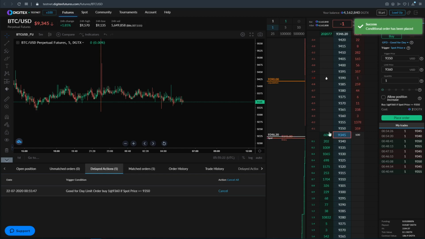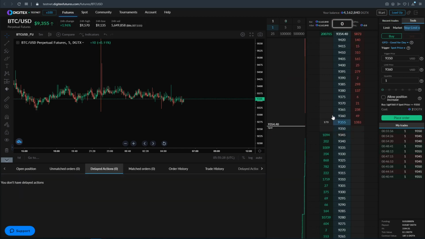What it'll do when it hits 93.50 is it'll place a limit buy order right here at 93.60. Okay, and so it happens so fast you don't even see it play out because it's only one contract. So one contract is getting filled basically right here whenever it hits the trigger at 93.50 because there's plenty of liquidity for just one contract.